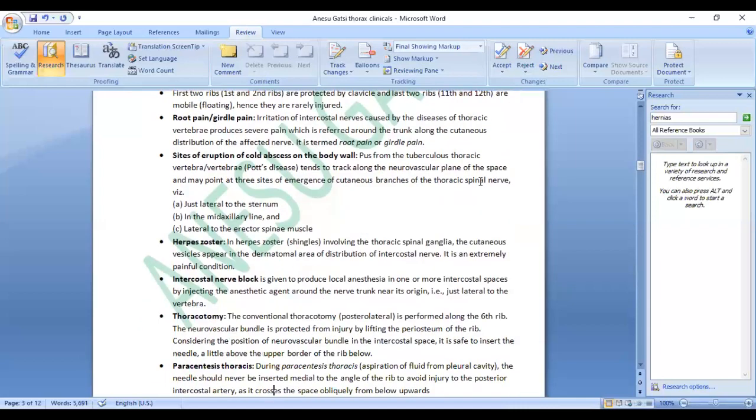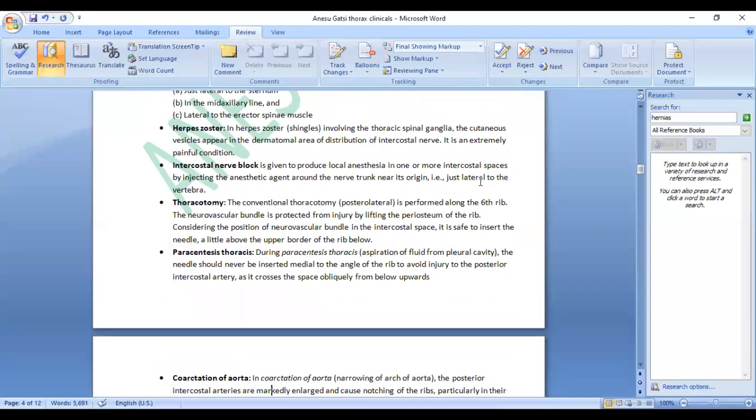Then for an intercostal nerve block, it is given to produce local anesthesia in one or more intercostal spaces by injecting an anesthetic agent around the nerve trunk that is near its origin, that is just lateral to the vertebra. This is preferred to be done posteriorly, because remember that the superior intercostal vessels may actually cross within an intercostal space. So to avoid injury to these vessels, we have this intercostal nerve block being performed more posteriorly.